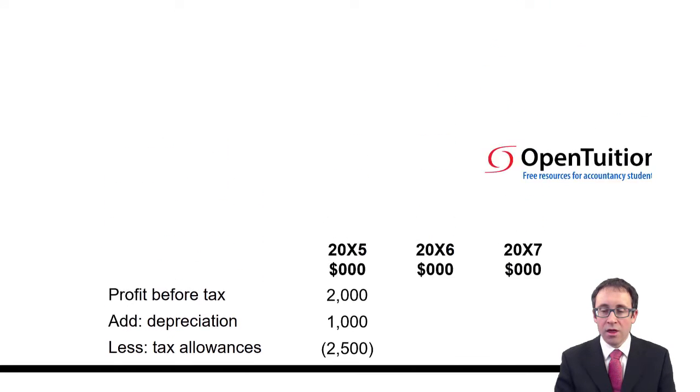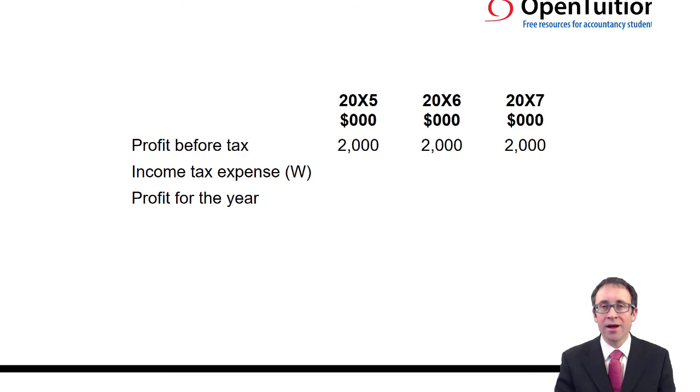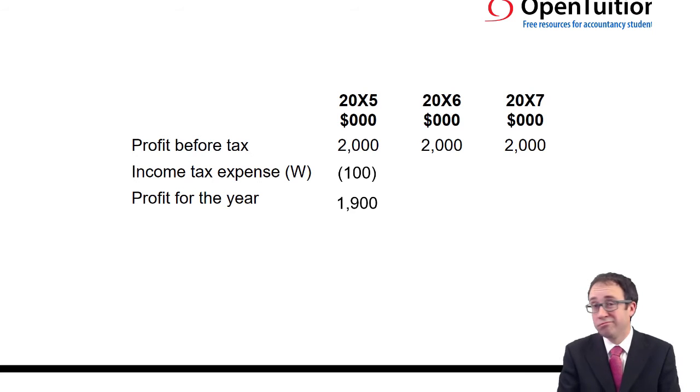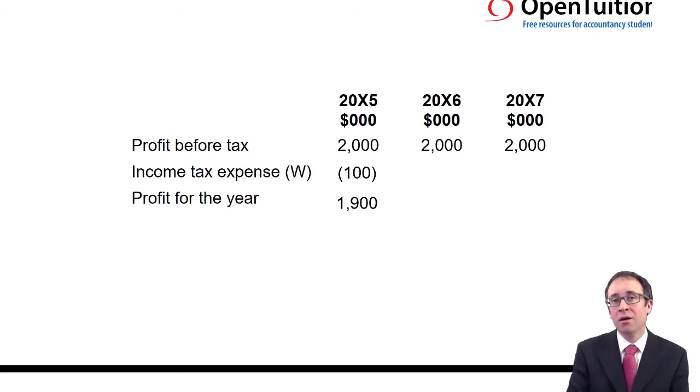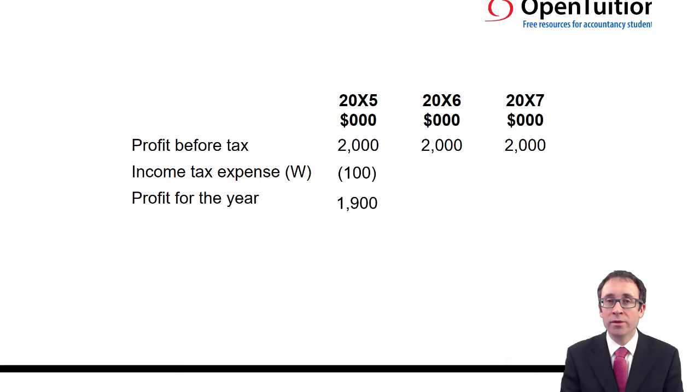Okay, that then gets processed into my account. So I would recognize an expense of 100. I would also recognize a tax payable of 100, giving me profit for the year of 1,900. What's wrong with that? All looks good, doesn't it? We're ignoring deferred tax, but as we'll see, we will need to bring deferred tax in a moment.